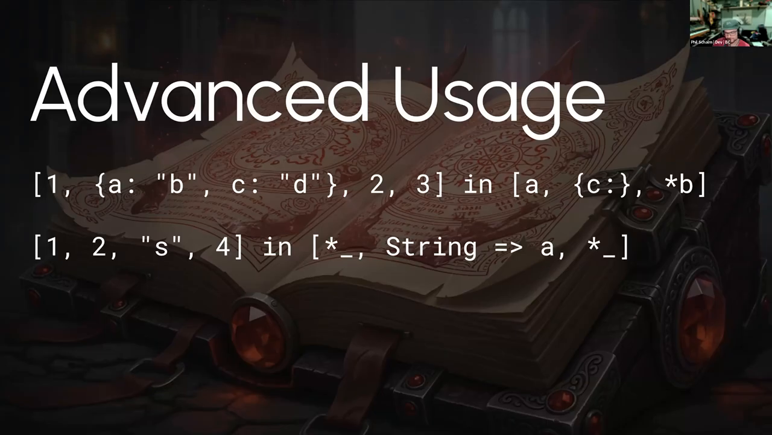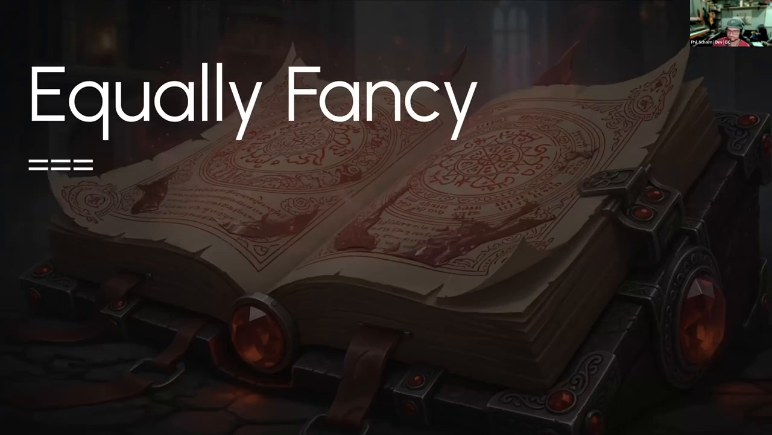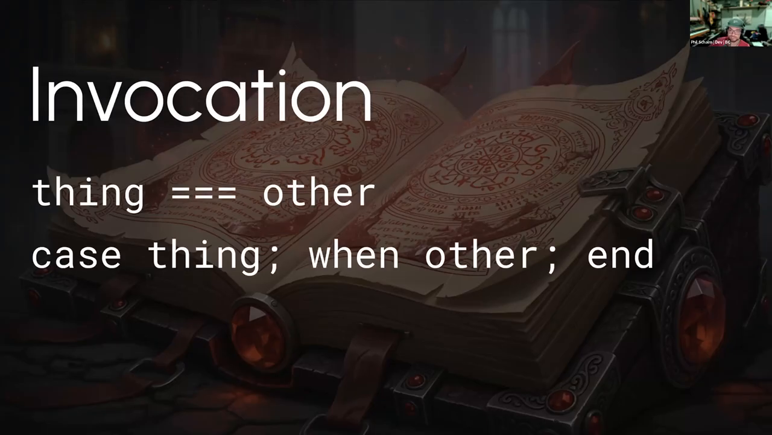And the third thing I wanted to touch on and hopefully remind people of is equally fancy, the triple equals, which is not used in Ruby like it is in other languages. So pretty straightforward. Thing is triple equal to others thing. It's also used in the case statement. It's used as the way to match the condition against whatever you're passing in. Whatever's in the case will match against the when.